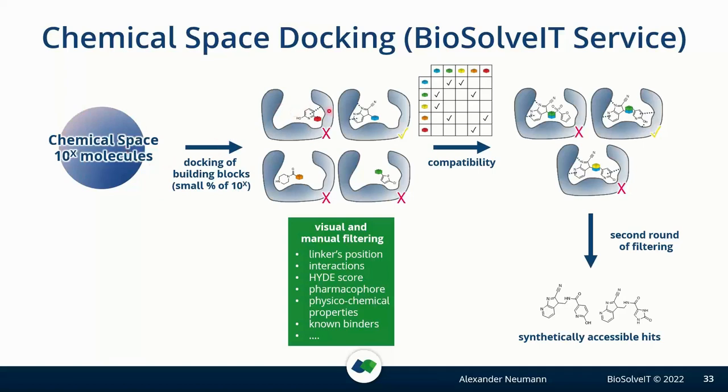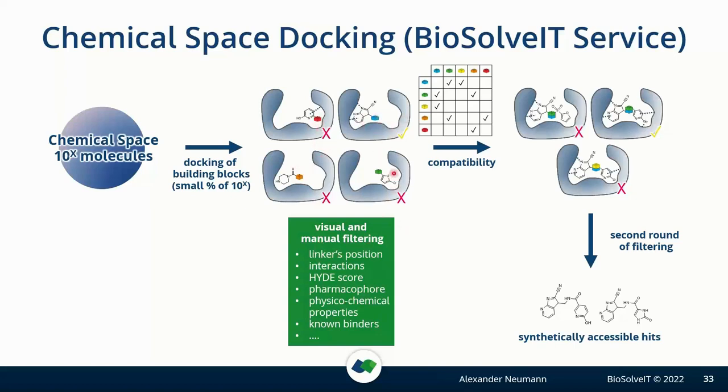So what we do in the first part, we dock only the small fragments, the building blocks, and check which of those fragments are the best ones. So we take into consideration where we can grow from. This is what we call a linker. And we see the Lego building blocks here.